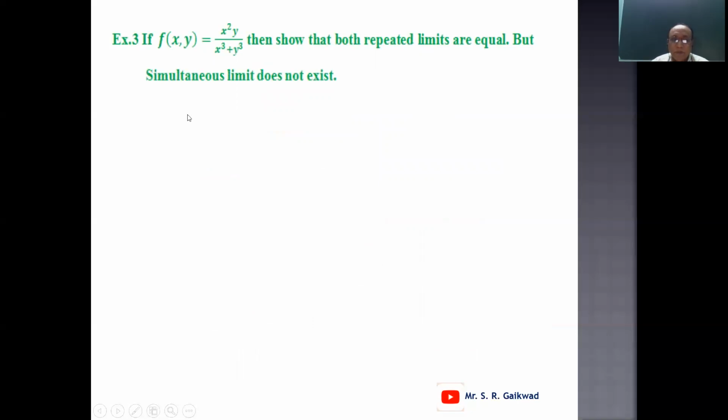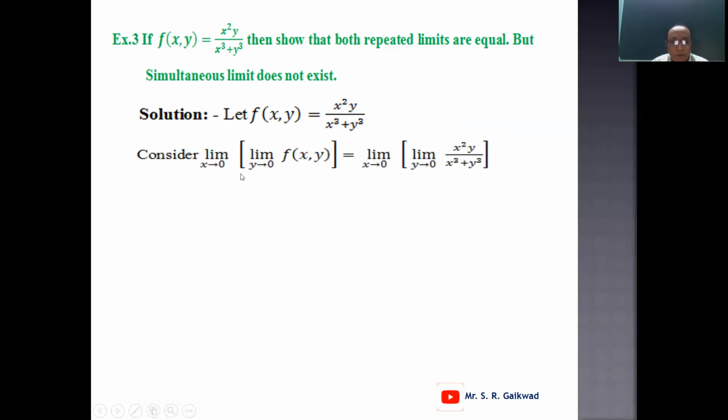Next example. If f of x comma y equal to x square into y upon x cube plus y cube, then show that both repeated limits are equal, but simultaneous limit does not exist. Solution. First, the given function, let f of x comma y equal to x square into y upon x cube plus y cube. First, consider limit x tends to 0, then in bracket limit y tends to 0 of f of x comma y equal to limit x tends to 0, then in bracket limit y tends to 0 of the function f of x comma y, nothing but x square into y upon x cube plus y cube.